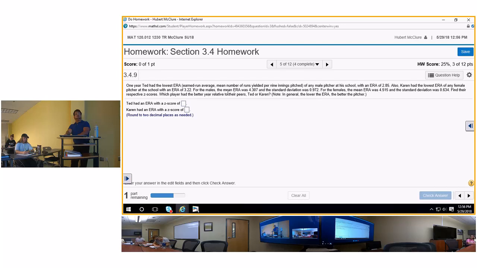For the males, the ERA had a mean and standard deviation given here. Which player had the better ERA relative to their peers? Okay, what does it say right here, though? The lower the ERA, the what? Better. When you see a note like that, that usually means it's backwards. You turn it around when they give you a note.